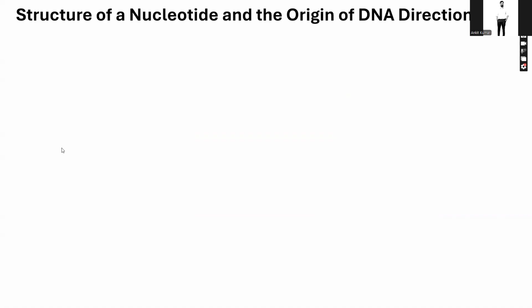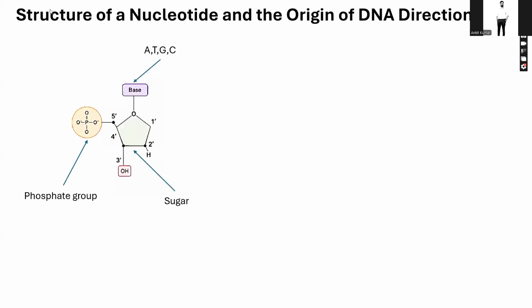Now, coming to the most important part of this lecture, that is the structure of a nucleotide and the origin of DNA directionality. Why is DNA going from 5 prime to 3 prime on one end, and from 3 prime to 5 prime on the other? So if you see one nucleotide of the DNA, it has a phosphate group, then there is a nitrogenous base, that is A, T, G, C, and then there is a sugar.